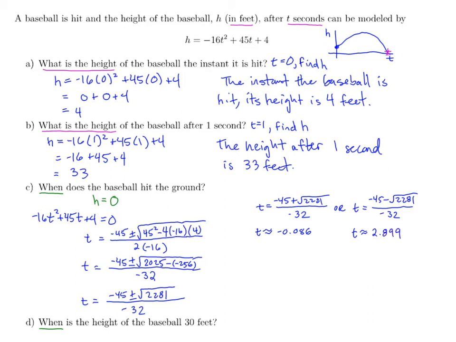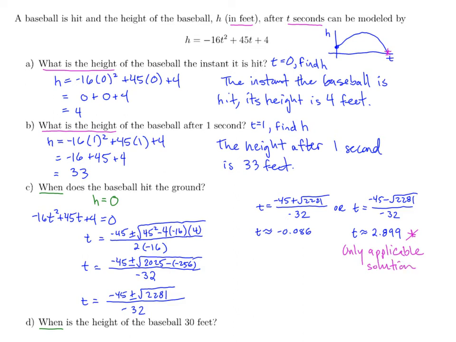And indeed, when I calculate that using a calculator, I find that t is approximately 2.899. So the negative time doesn't apply here. We weren't measuring the height of the baseball before it was hit with this formula. So we're only going to use t approximately 2.899. So only that one is applicable. So the only applicable solution is that second one.